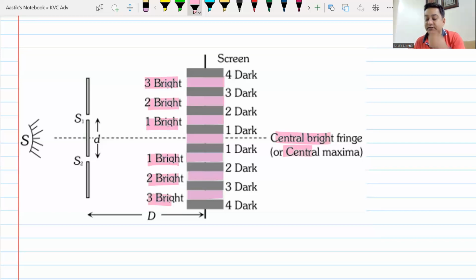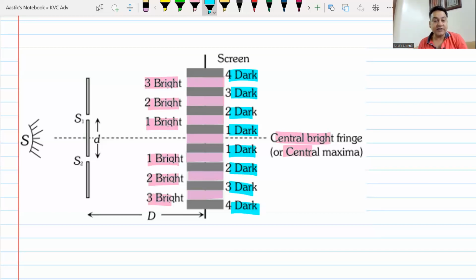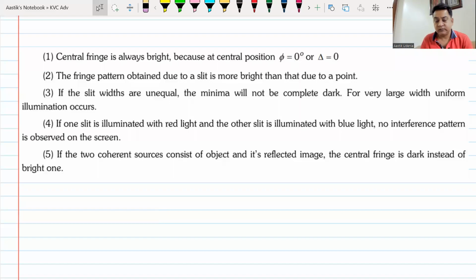In between these bright fringes, we have dark fringes. These blue ones in between the bright fringes are the dark fringes. I'll give you a minute to note it down. Now remember some important points about this, and we will understand them as we go ahead.